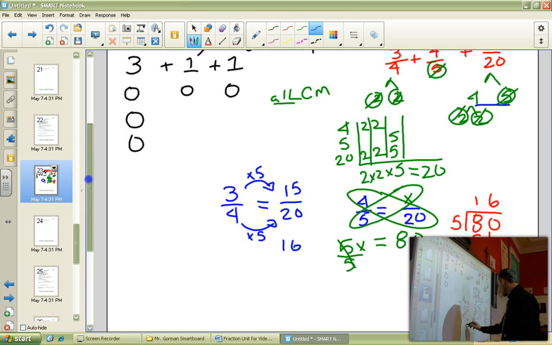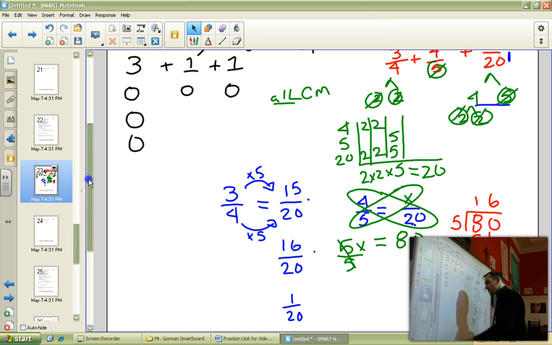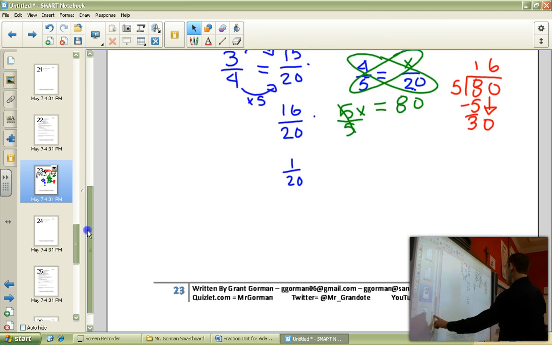16 is my numerator, and keep my denominator of 20. The denominator right there. Good. So now I have 15 20ths and 16 20ths to add to that last one way up here, which was 1 20th. So we have to add all of those fractions together now. Come down a little bit further, get some more room.